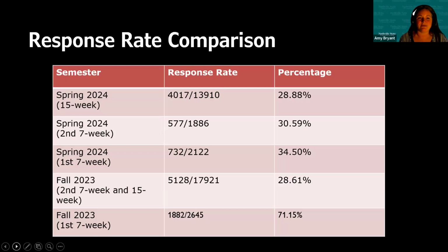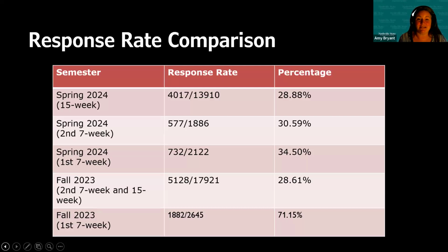And so I will start by letting you know that the description for this session said that we're looking at spring, and we are. But I also included fall's data also so that we could see a whole academic year together to help us have a better picture of what happened with watermark over all of the last academic year. And so as you look, the thing that's probably going to stand out to you the most on this response rate comparison is the fall 2023 first 7 week. There was a whopping 71.15% response rate. That is because a mistake was made.